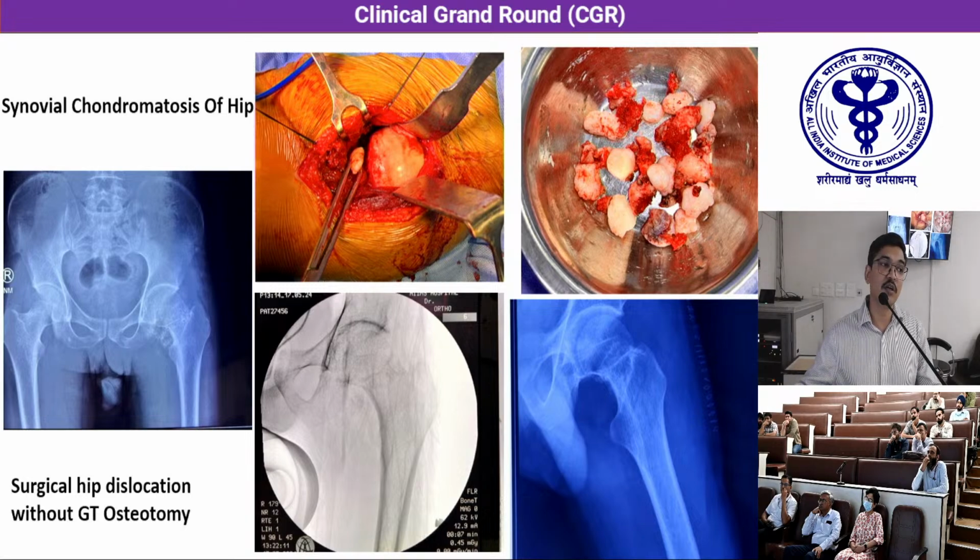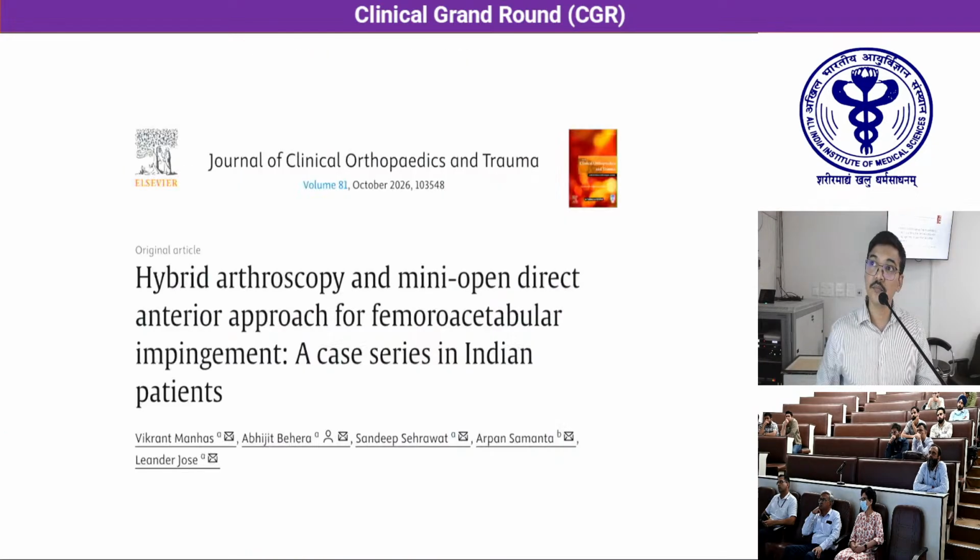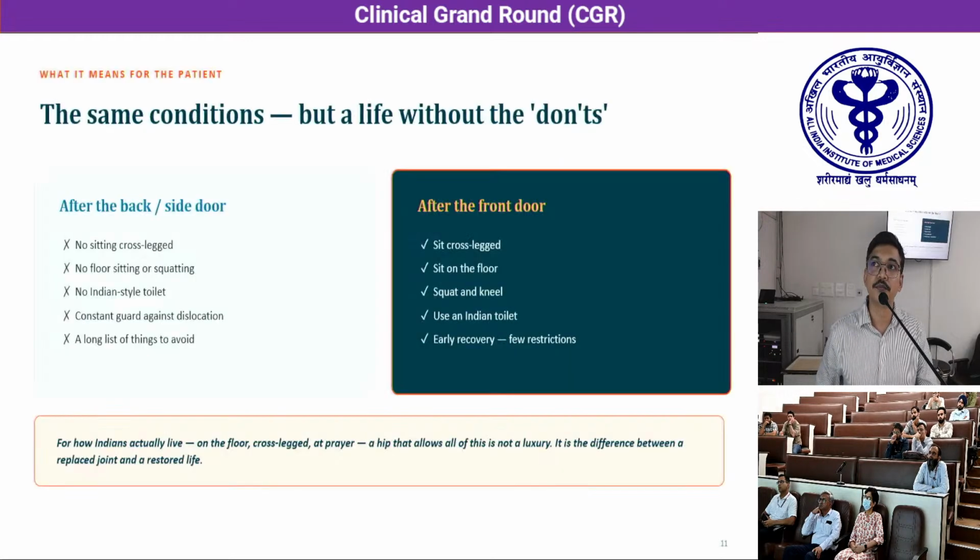And what about synovial chondromatosis, in which we need to dislocate the hip? These are the conditions in which we have to address the hip joint circumferentially, primarily done by safe surgical dislocation. In this, you can dislocate the hip, reduce all the disease burden this joint has, get a complete clearance, and you can re-dislocate the hip without doing a trochanteric osteotomy. This is the paper which we published, which was on mini open direct anterior and hybrid arthroscopy.